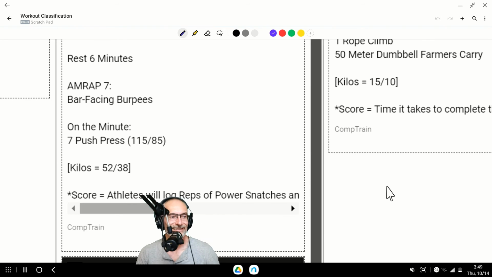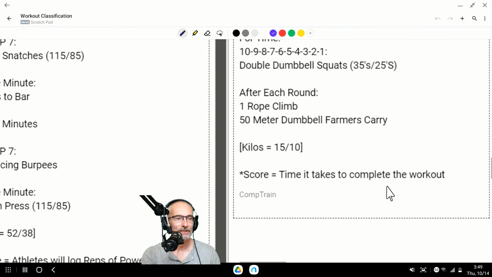Okay, so let's take a look at Saturday's workout then. See if I can get this over there.